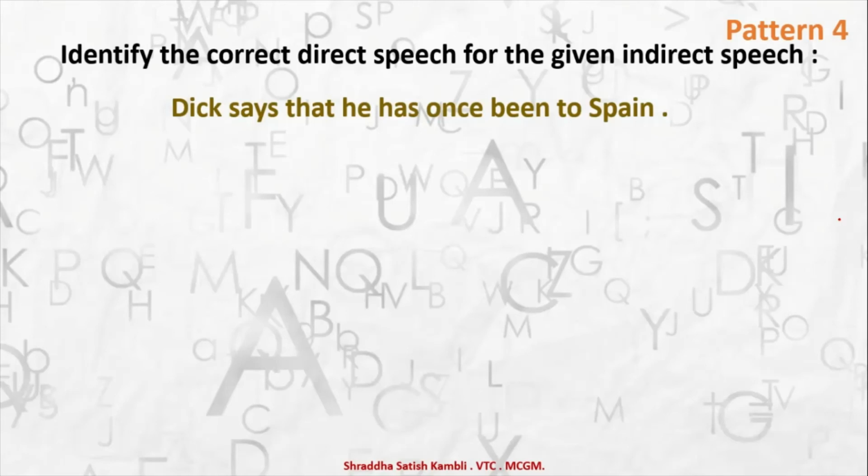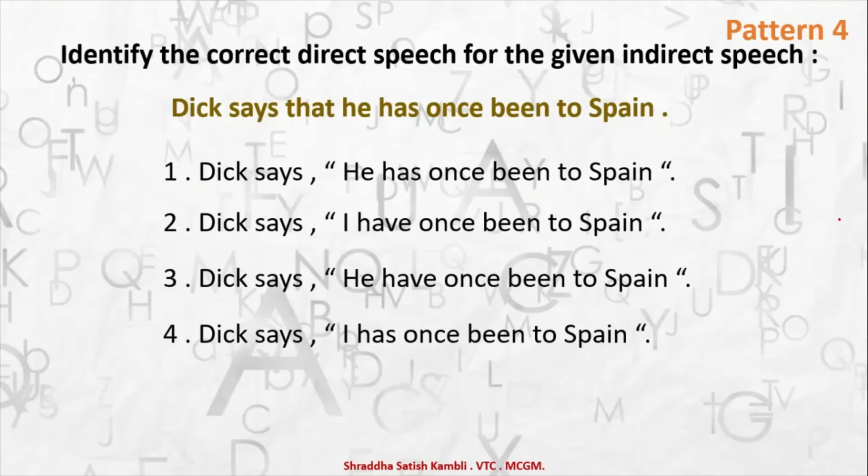Dick says that he has been to Spain. Alright, now this is a sentence which is in indirect form. Dick says that he has once been to Spain. Now which is the correct direct speech for this? Dick says he has been to Spain.